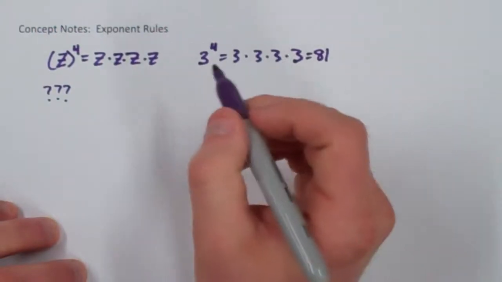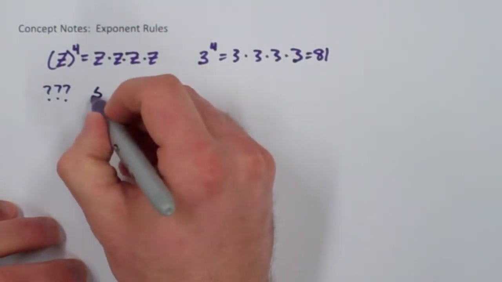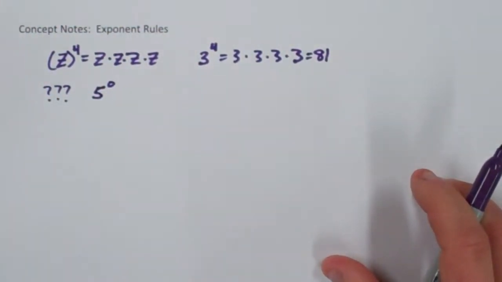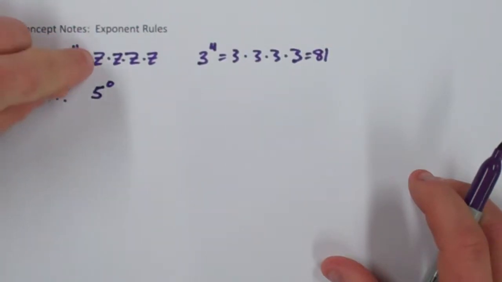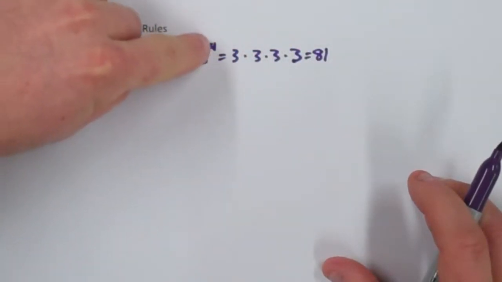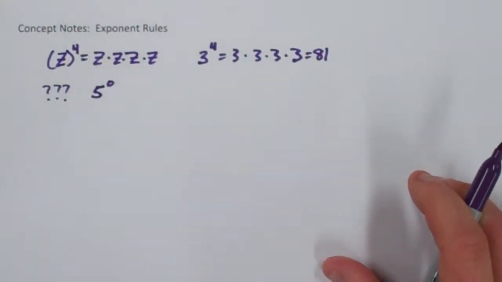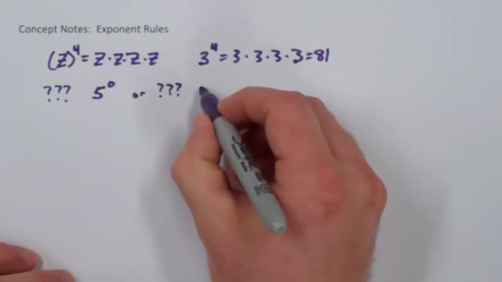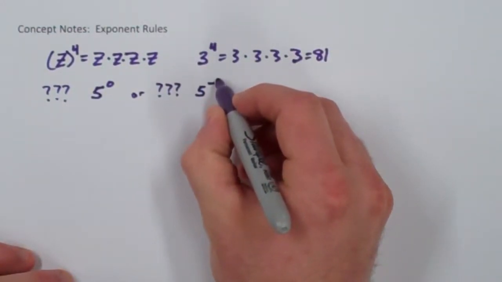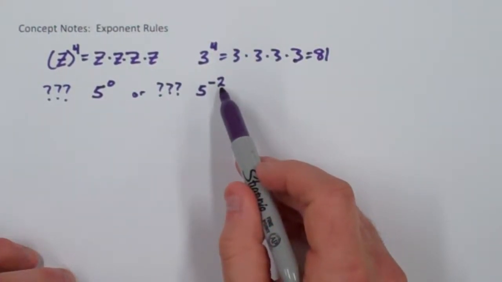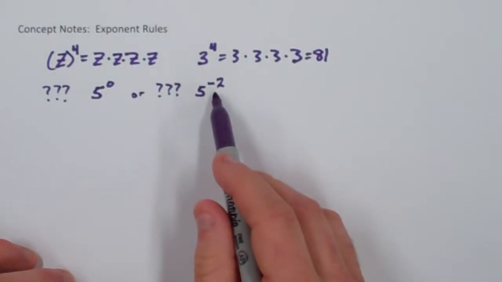What about this? What if you had 5 to the 0 power? Remember that our exponent tells us how many times we're supposed to multiply the base. The z is being multiplied 4 times here, and the 3 is being multiplied 4 times over here on the right-hand side. But a 0, if we use our definition from before, wouldn't really help us. Or how about 5 to the negative 2 power? How many times are you supposed to multiply 5 by itself? It's not 2. It's not a positive number, it's a negative number.